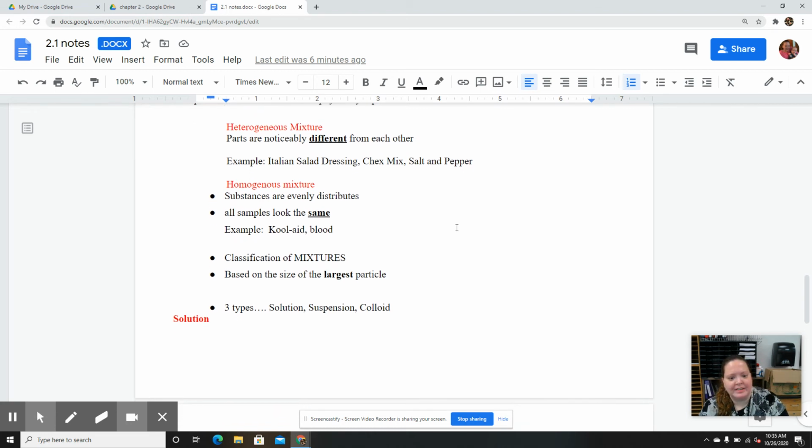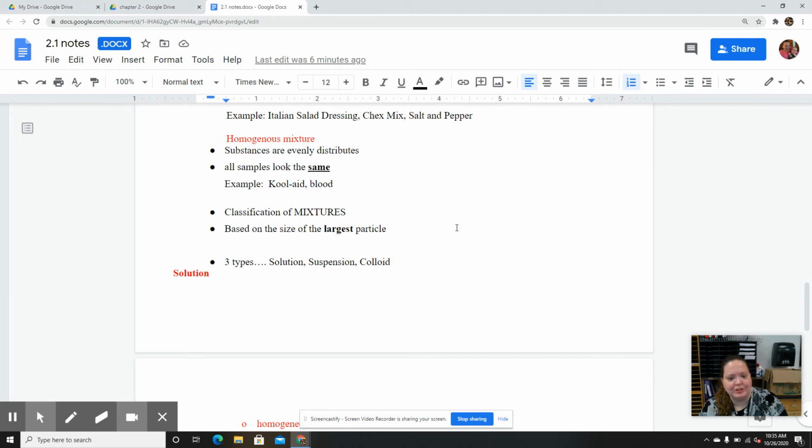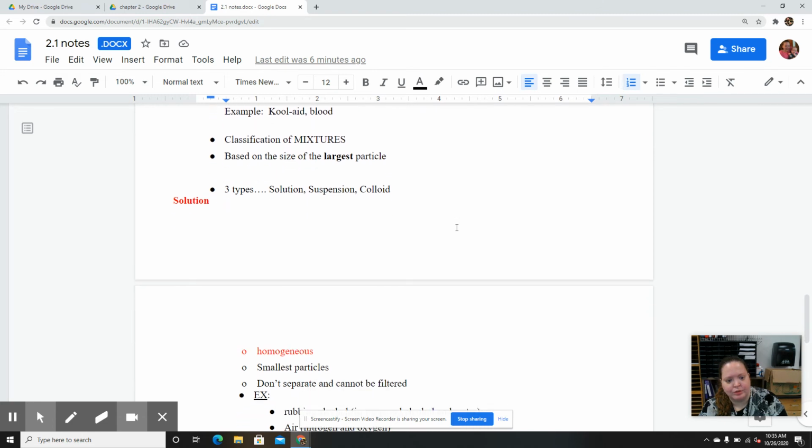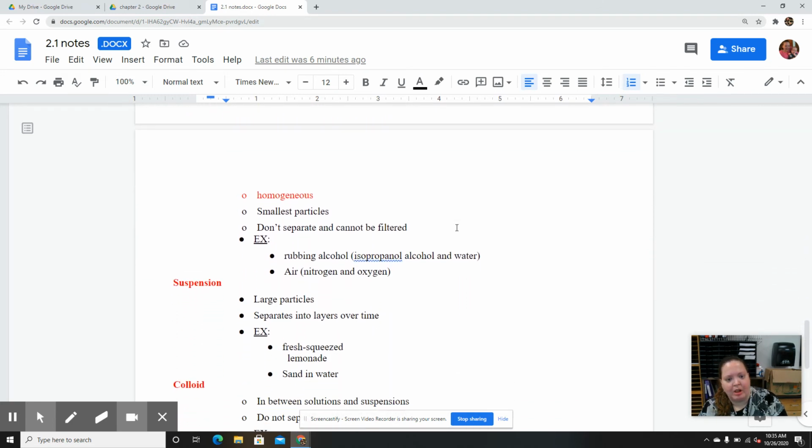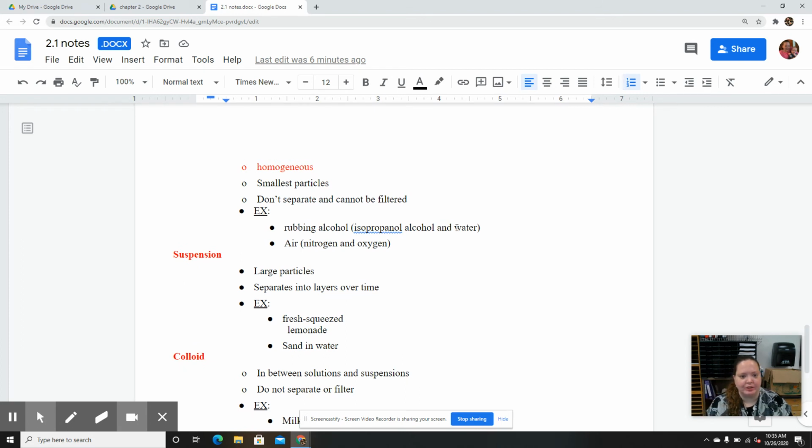Mixtures are classified based on the size of the particles. We have solution, suspension, and colloid. A solution is homogeneous, has the smallest particles, and can't be separated or filtered. Rubbing alcohol is isopropanol alcohol and water, about 70% isopropanol alcohol and 30% water. You can't separate it out. Air is nitrogen and oxygen, and there's argon, and water vapor, and a whole bunch of other things in there. We can't separate them out. They're too small.